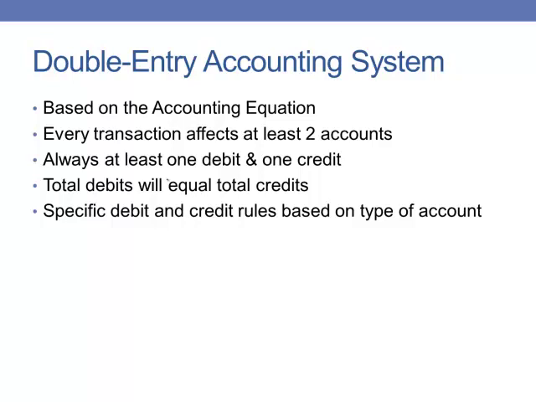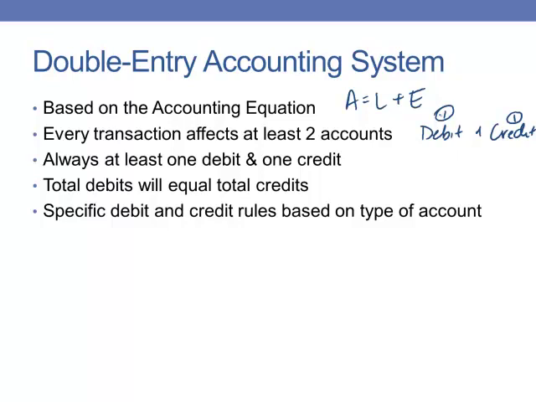It's based on the accounting equation, and we all know that by now. Assets equals liabilities plus equity. Every transaction is stated in terms of the accounting equation as far as increases or decreases. And every transaction affects at least two accounts. You'll have at least one debit and one credit. At least. You could have 4 debits and 10 credits.